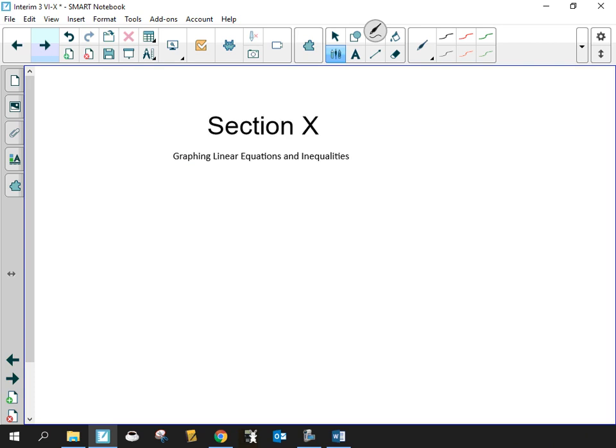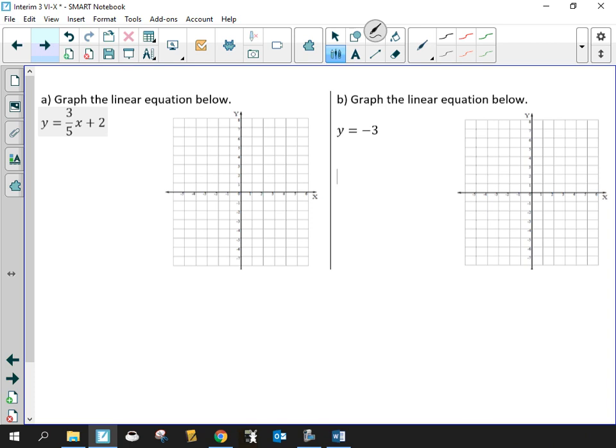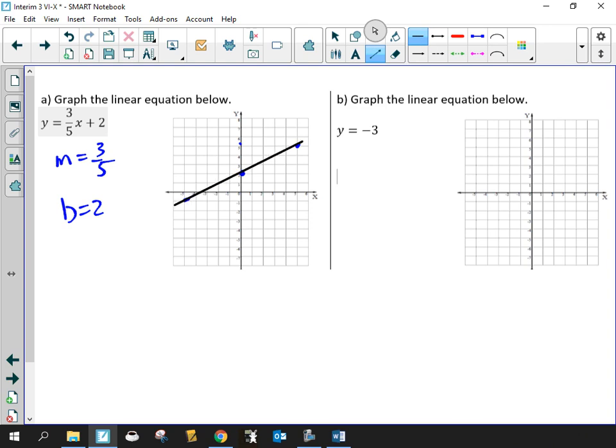All right, last section, graphing lines. So graph the linear equation below. So slope is 3/5. The y-intercept is 2. So I start at 2, and I go up 3 and over 5. And if I wanted to, I could go back 3 and back 5. And then draw in my line, and I'm good to go.